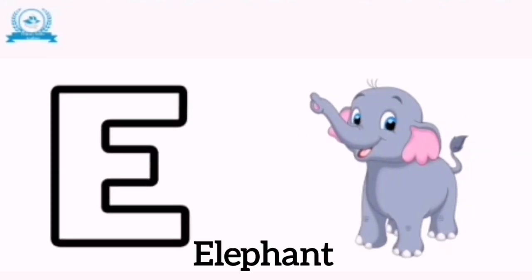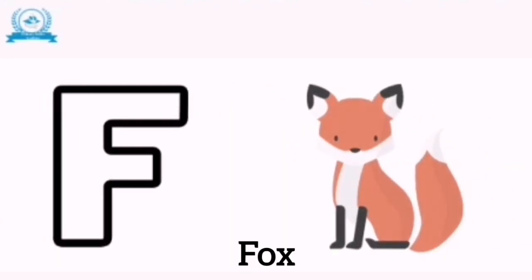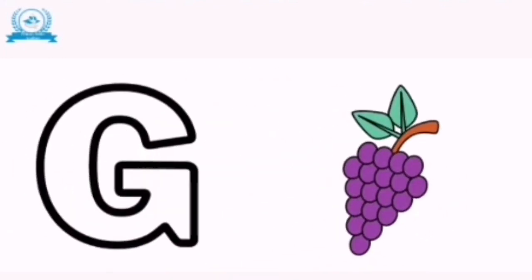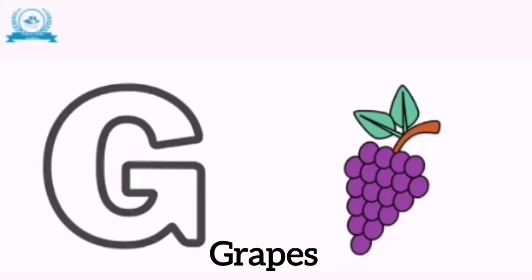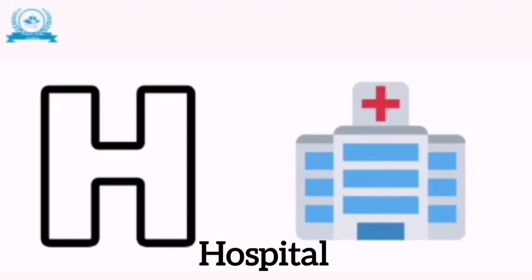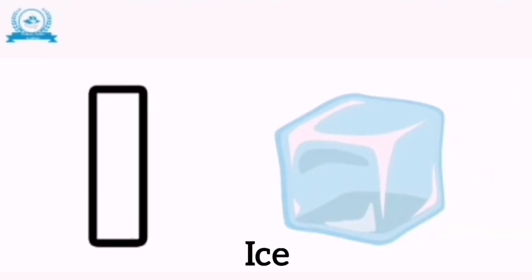E for elephant. F for fox. G for grapes. H for hospital. I for ice.